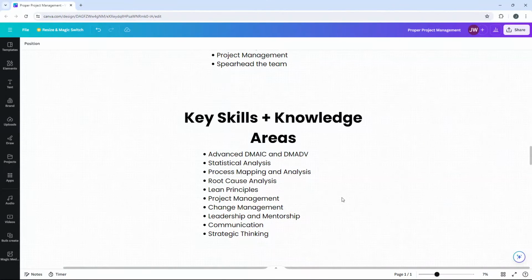Communication skills are essential for black belts to convey their complex messages and information clearly and persuasively. There's also a skill required in strategic thinking. They need to have a mindset for aligning Six Sigma projects with organizational goals. So understanding the broader business context and ensuring that improvement initiatives contribute to strategic objectives.